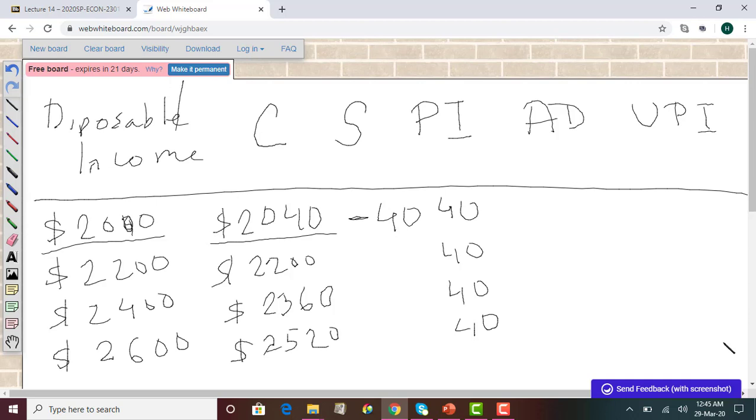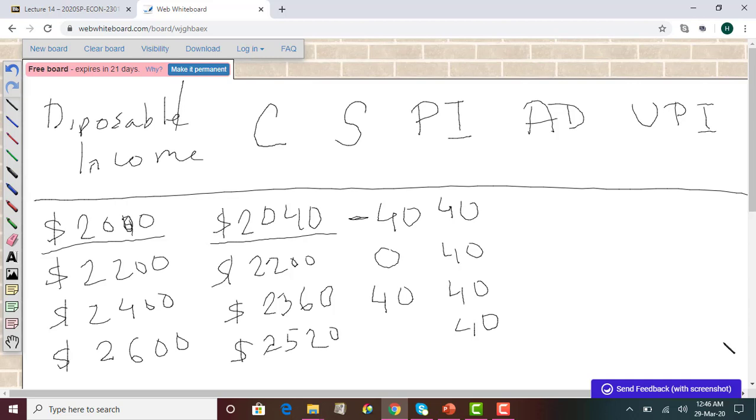Let's say my income is $2,200 and I'm spending all of my money. So that means my savings is zero. That's easy. Now let's say my income is $2,400, but I am only spending $2,360. So how much am I saving now? Now I'm starting to save some money. So in this case, I will be saving $2,400 minus $2,360, which is $40, because I am spending this $2,360 and the remaining $40 is what I'm trying to save.